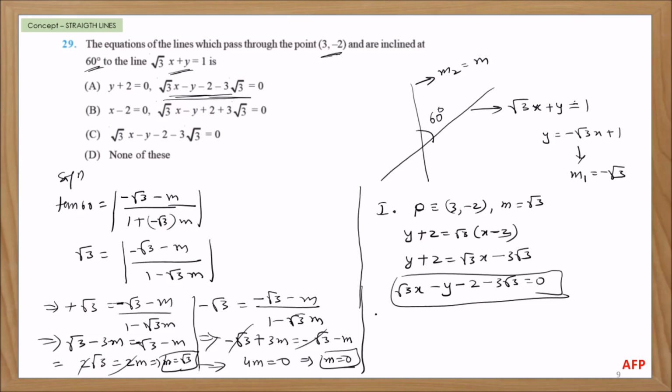Okay, now we'll check the second condition. Second condition: p is as it is, (3, -2), and m is 0. We are having y + 2 = 0 × (x - 3). Okay, y + 2 = 0. So this is the equation. So option A is the correct one.